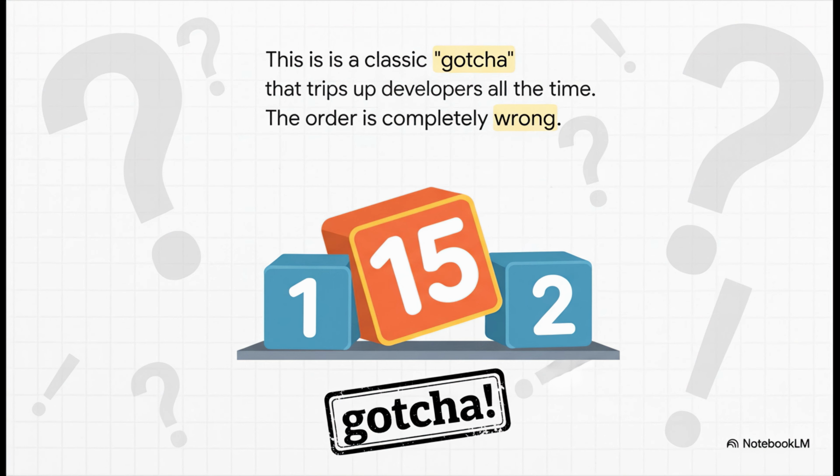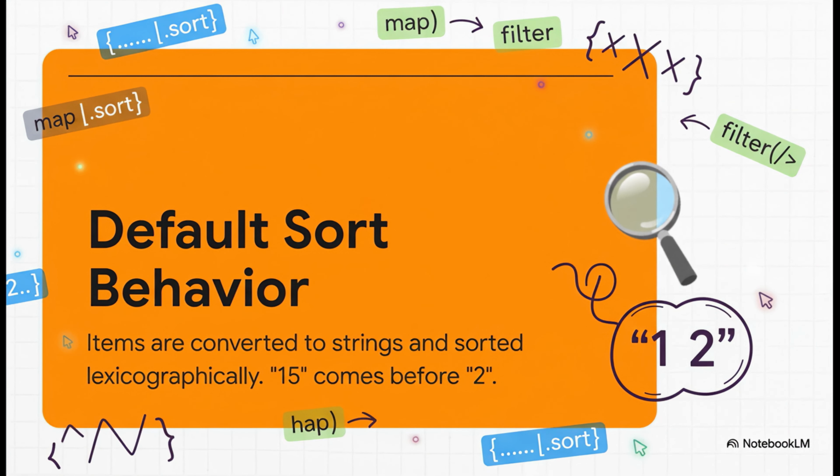What? This is a classic JavaScript gotcha that gets everyone, and I mean everyone, at some point. The order is just completely wrong. So what on earth is going on here? Well, here's the secret. By default, JavaScript's sort method doesn't look at numbers as numbers. It converts everything to a string first, and then it compares them. And in the world of strings, like in a dictionary, 15 comes before 2, simply because the character 1 comes before the character 2. It's a dictionary style sort, not a numerical one.